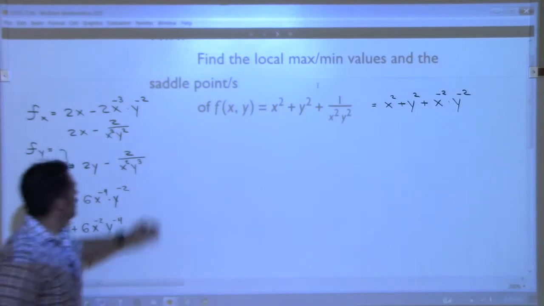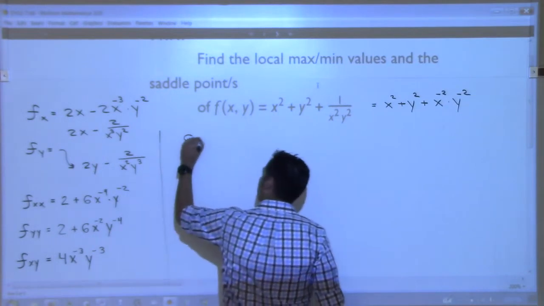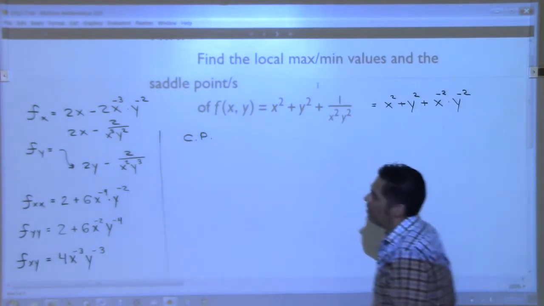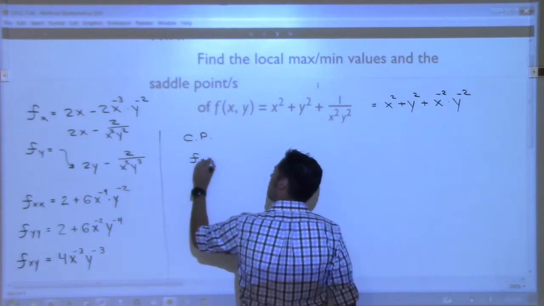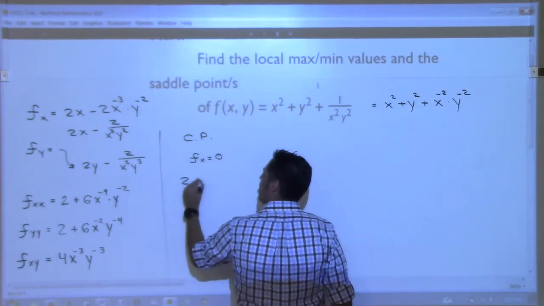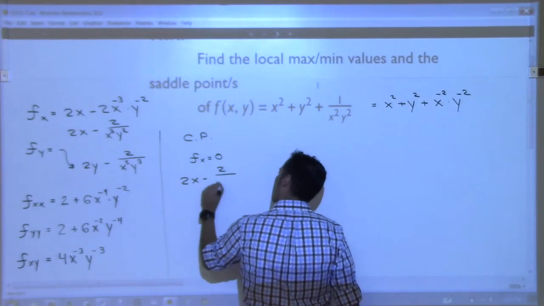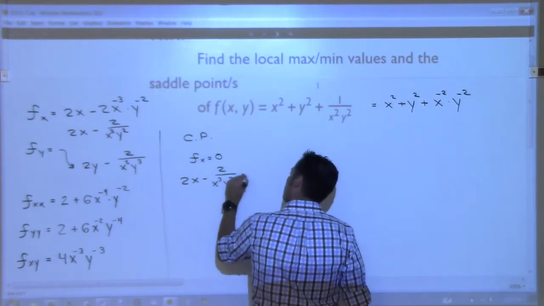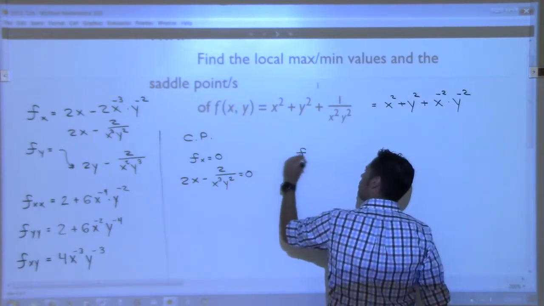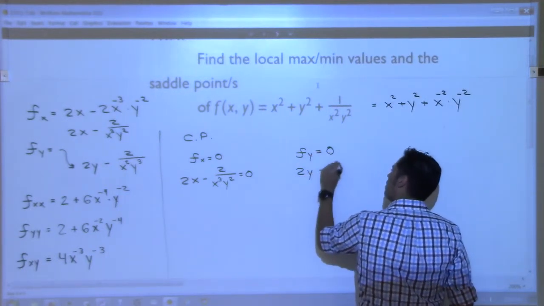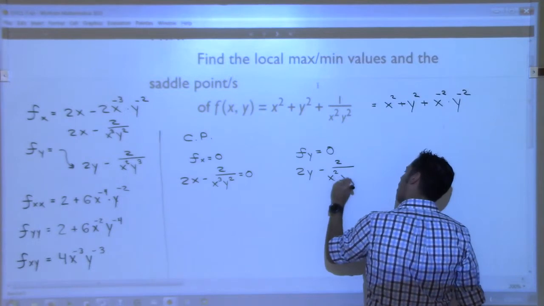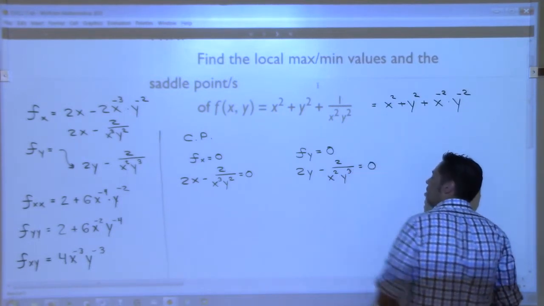Now, let's get our critical points. I need my partial of f with respect to x to be 0. So I need 2x minus 2 over x cubed y squared to be 0. I also need my partial of f with respect to y to be 0, which means 2y minus 2 over x squared y cubed must be 0.